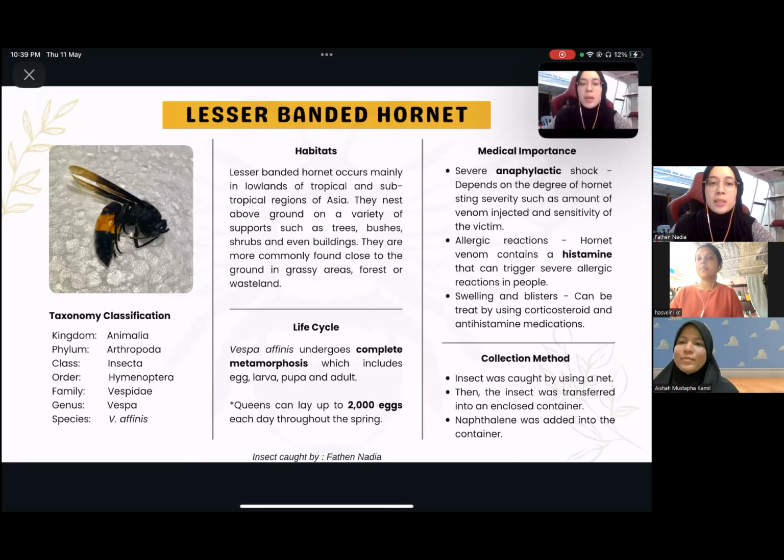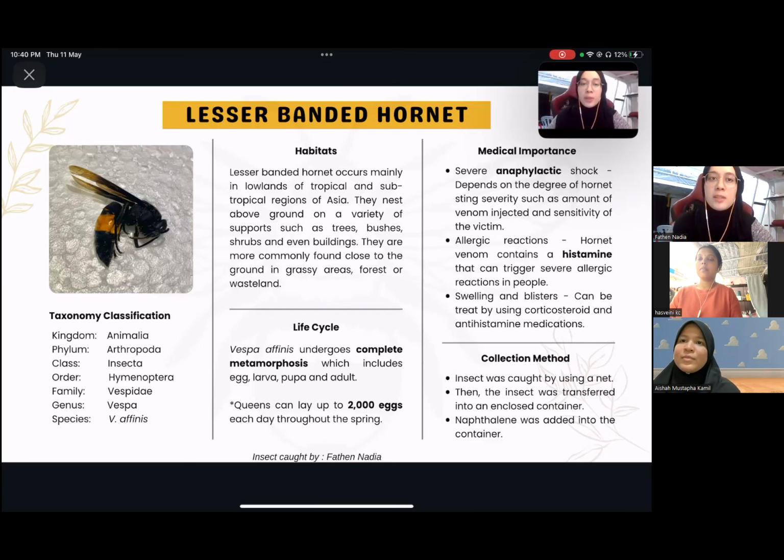As for the life cycle, Vespa affinis undergoes complete metamorphosis, which includes egg, larva, pupa, and adult stage. As for the medical importance, someone bitten by the lesser banded hornet may suffer severe anaphylactic shock, allergic reactions caused by histamine, swelling and blisters, which can be treated using corticosteroid and antihistamine medication. As for the collection method, the insect was caught using a net and then transferred into an enclosed container, and naphthalene was added into the container.